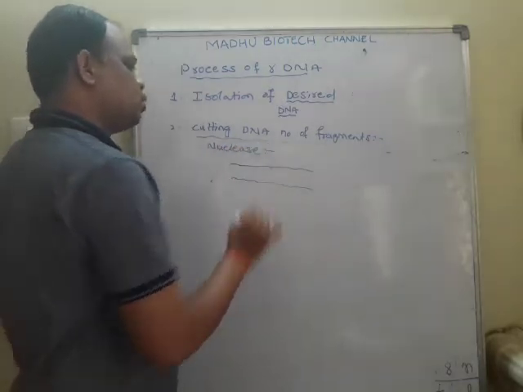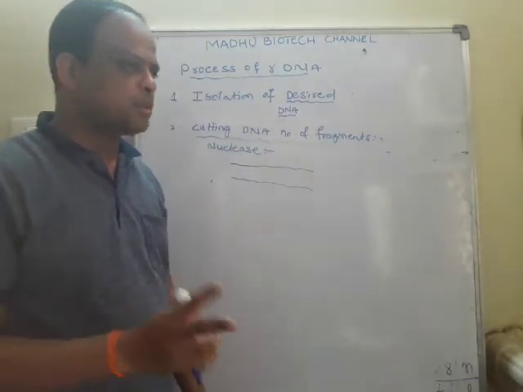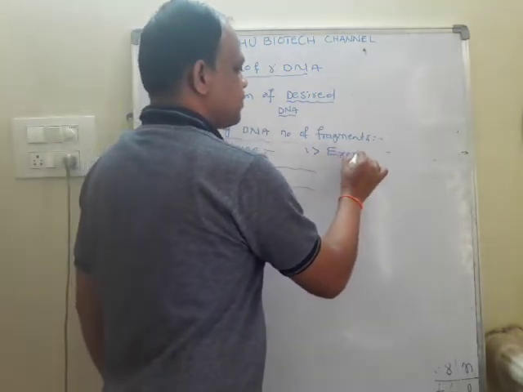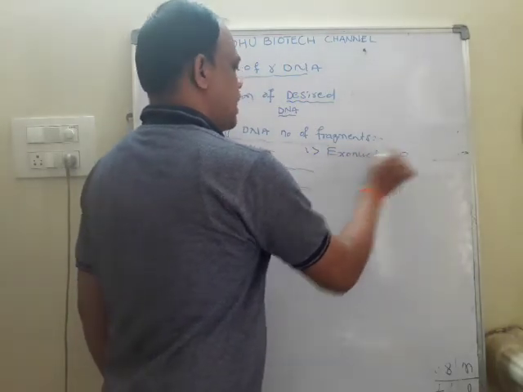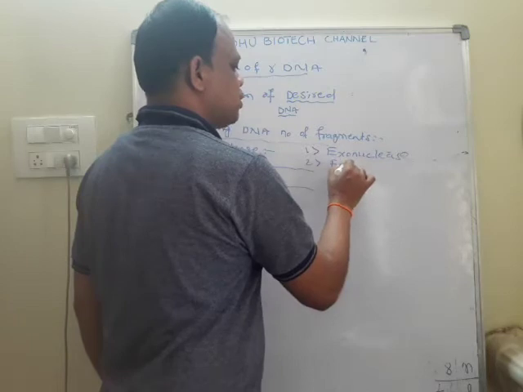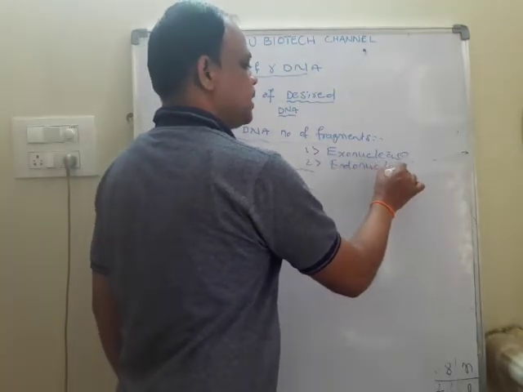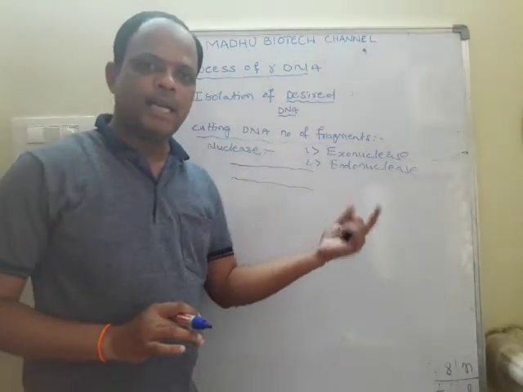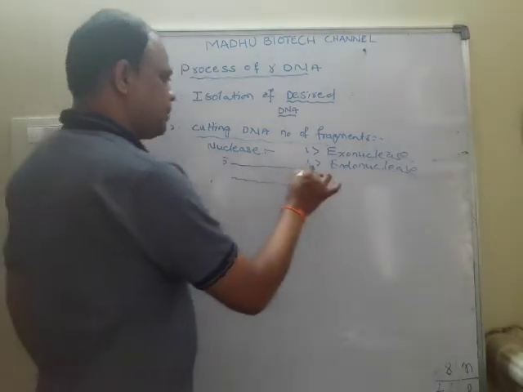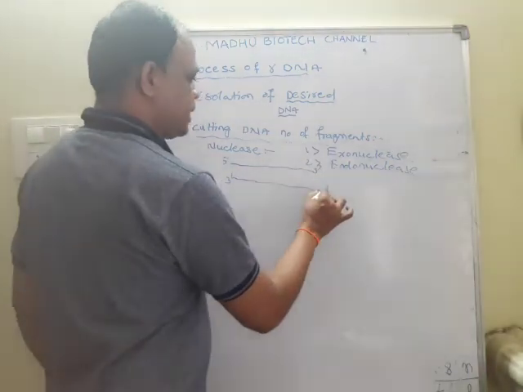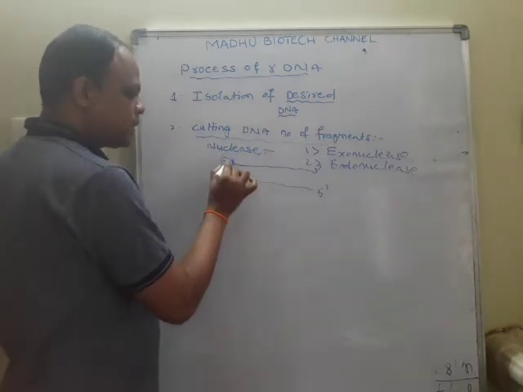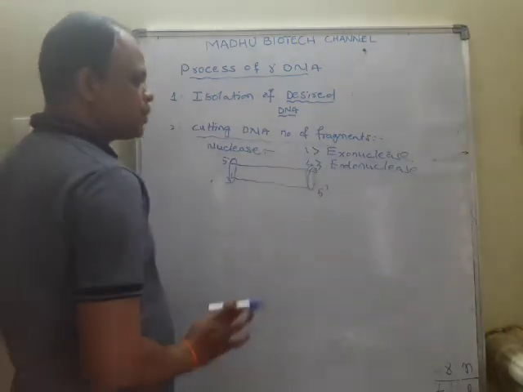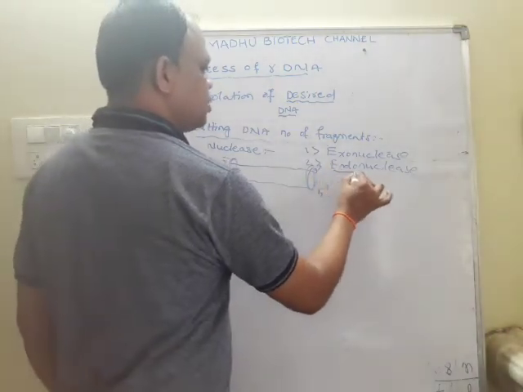Mainly there are two types of nuclease enzymes present. One is exonuclease, and the second one is endonuclease. The exonuclease cleaves from the 5 prime to 3 prime end, at the nick part of the end of double stranded DNA particles. This is the exonuclease. And the second one is endonuclease.